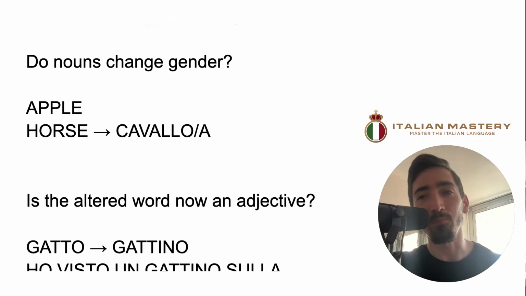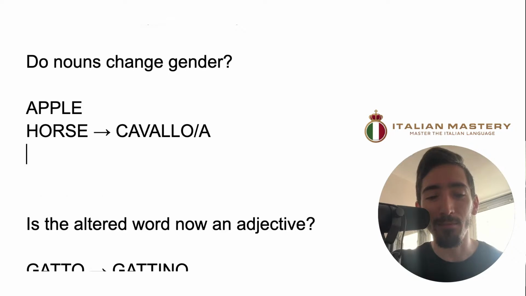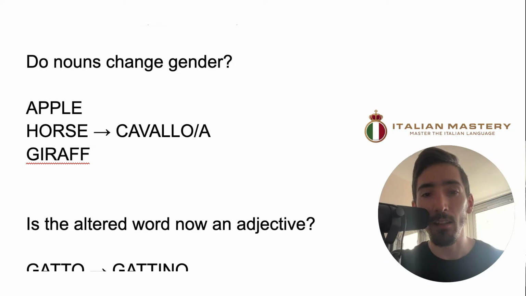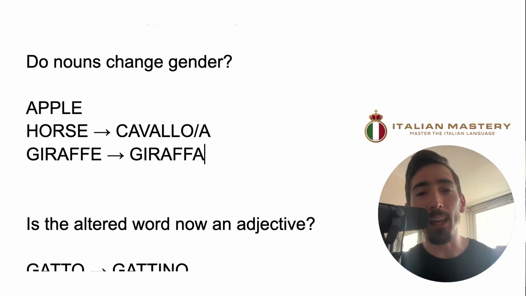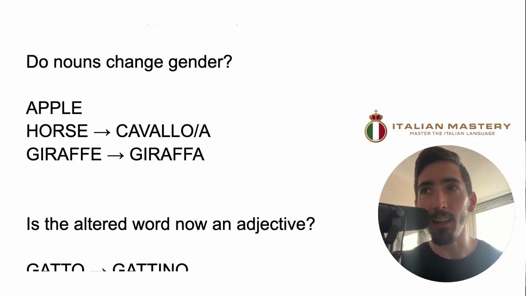So, for example, giraffe. I don't even know how to spell giraffe. There you go, giraffe. So giraffe becomes giraffa in Italian. But you cannot say giraffo talking about a male giraffe. Nobody has ever talked about a male giraffe. It's too technical.